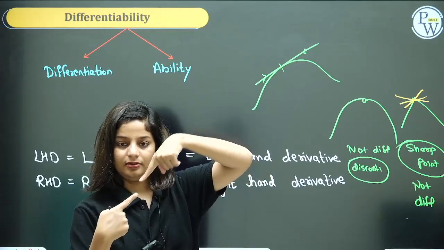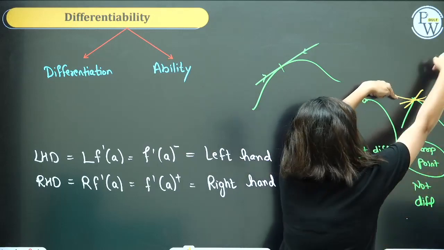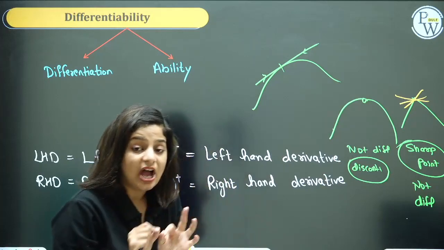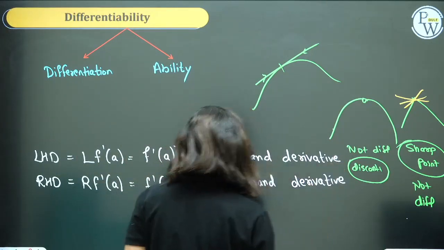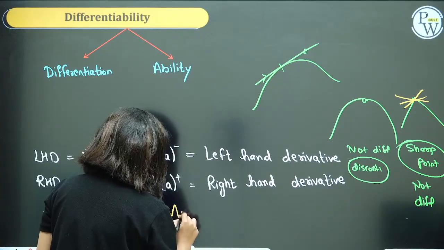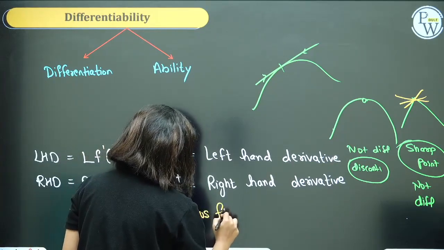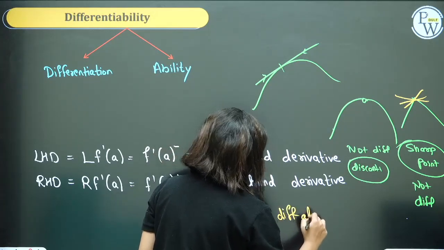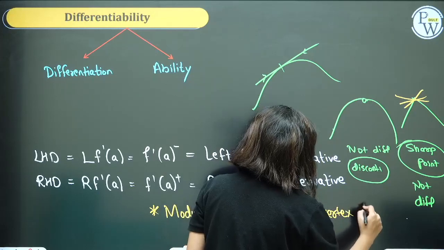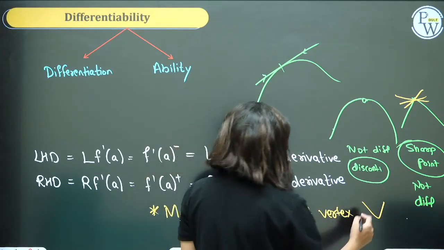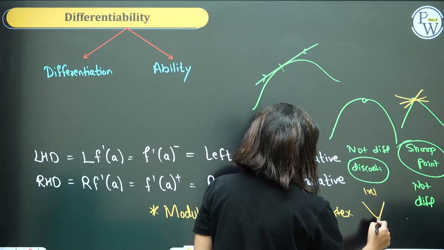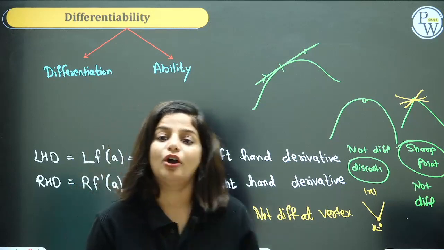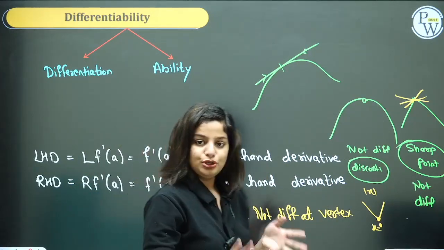One line is coming from there, the other line is coming from here. The left hand and right hand derivatives don't match. So at sharp points, functions are not differentiable, and that tells us modulus functions are not differentiable at the vertex. You all must know the graph of mod functions. If I draw the graph of mod x, the vertex is at x equal to 0. So at x equal to 0, it is not differentiable.